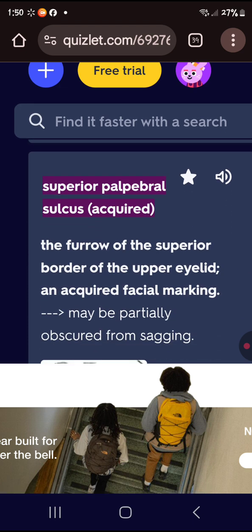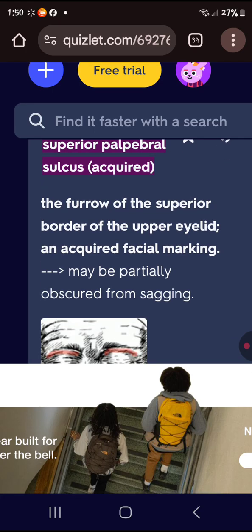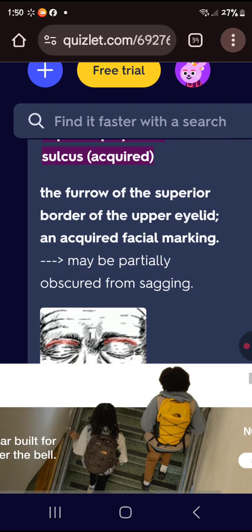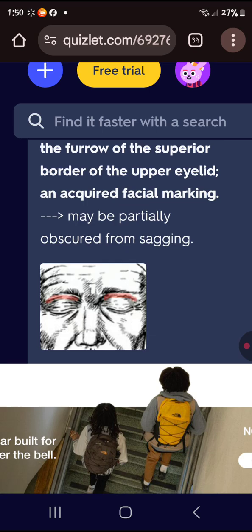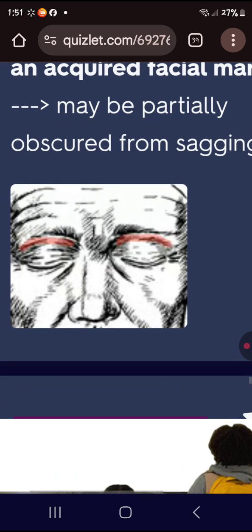Superior palpebral sulcus. So we know upper eyelid wrinkle right off the gate, just looking at it. The definition is the furrow of the superior border of the upper eyelid. May be partially obscured from sagging skin later in life. And there it is.